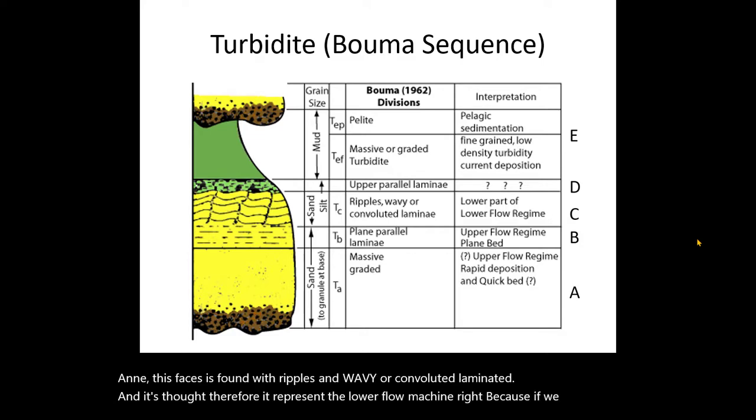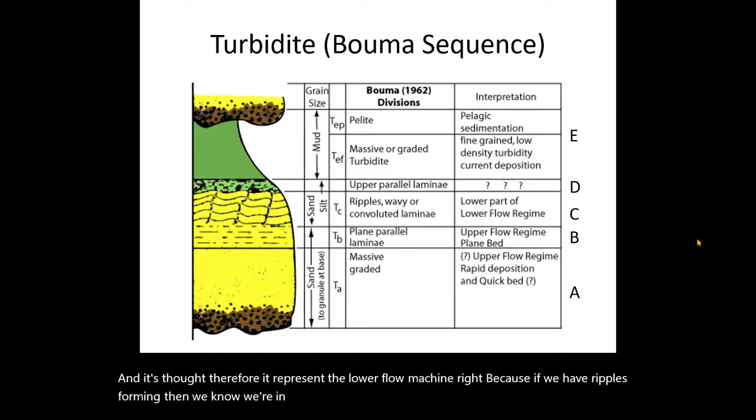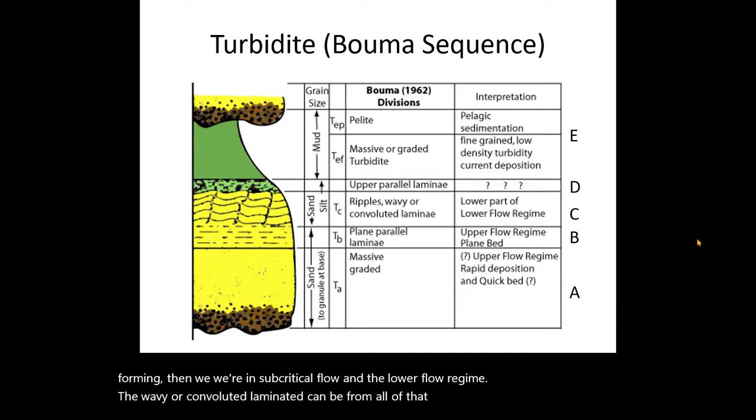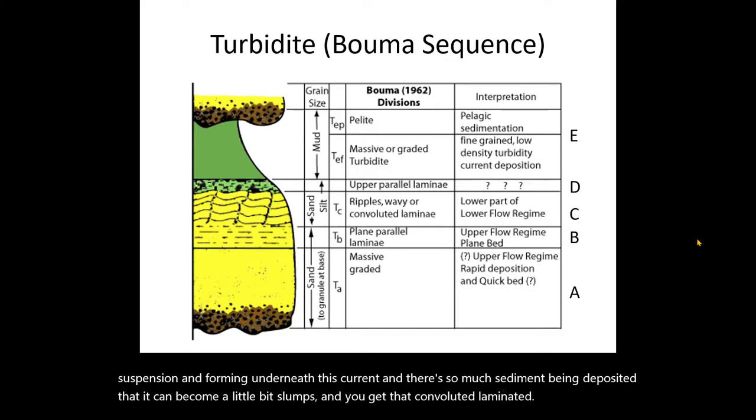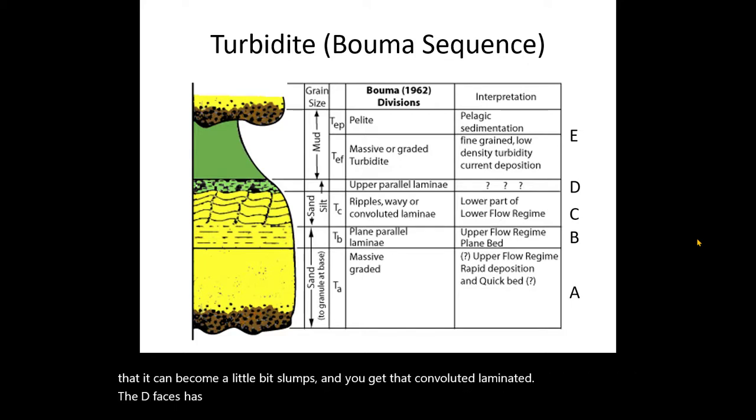The wavy or convoluted laminae can be from all of that silt and sand coming out of suspension and forming underneath this current, and there's so much sediment being deposited that it can become a little bit slumped and you get that convoluted laminae. The D facies has more silt and it has parallel laminations, but the interpretation isn't quite clear. Is it the lower plane bed? That doesn't quite make sense. So it's a little uncertain exactly how that unit forms.